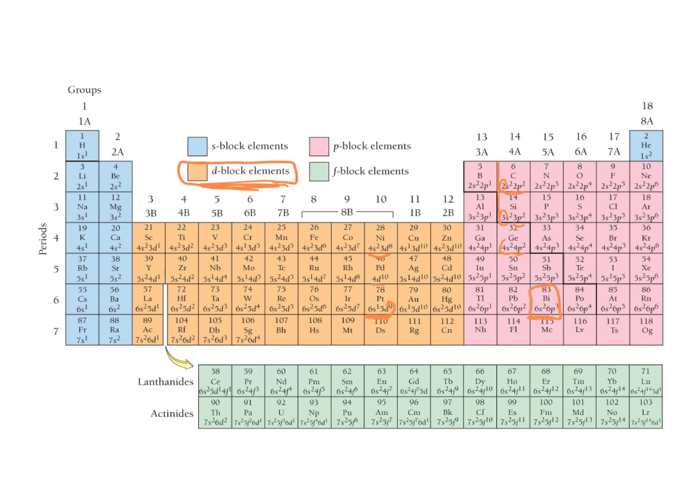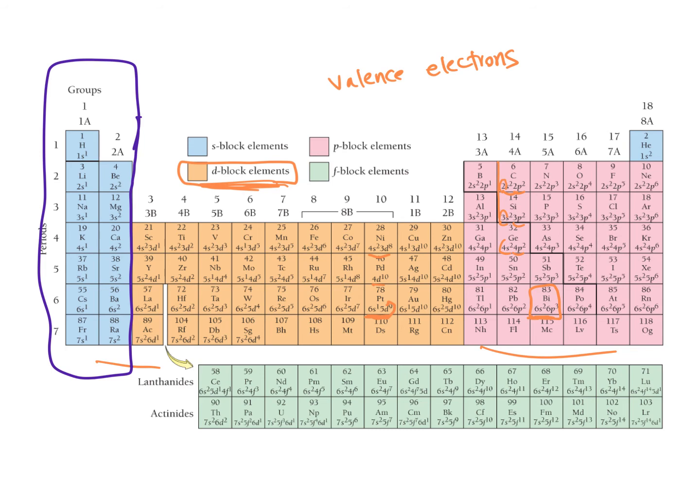So we're talking about valence electrons. And these are the ones that we wrote here and here. And remember, these are your main group elements.